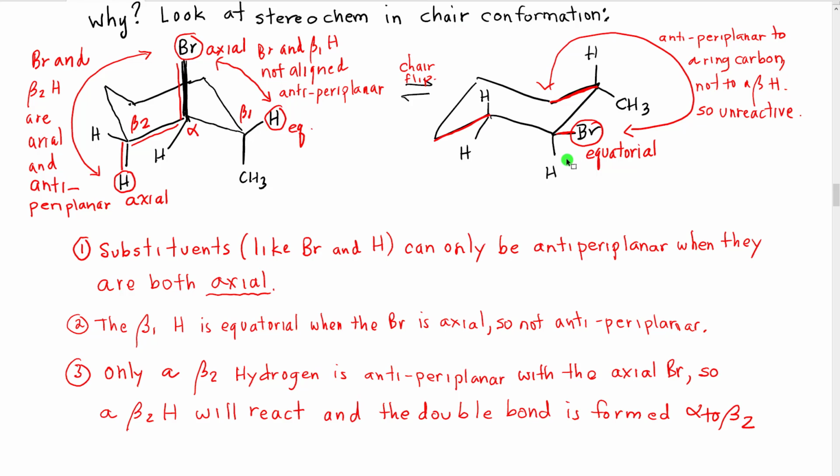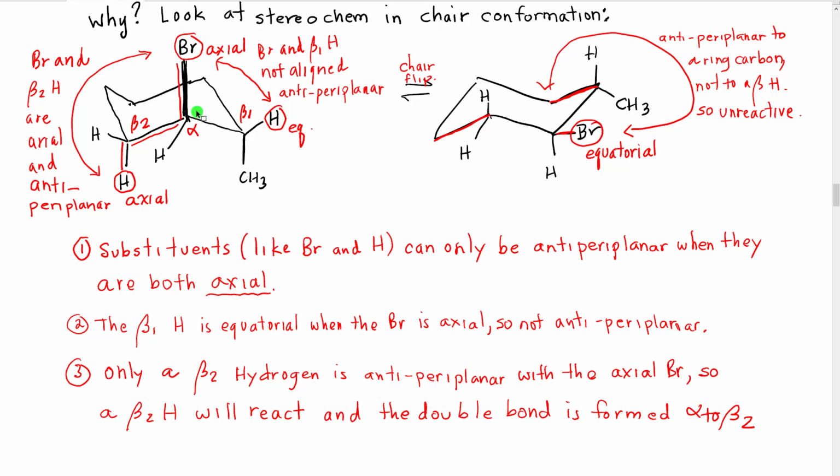If we try to flip the chair, remember that flipping a chair moves axials to equatorials and moves equatorials to axials. What we see is that the bromine is flipped into an equatorial position. If we look at our angles, we come down, we go to the beta. The thing that is anti-coplanar to that is this carbon group of the ring. These 2 hydrogens are both gauche to the bromine. And similarly, this hydrogen and that methyl group are gauche to the bromine. So it will not even react in this conformation.